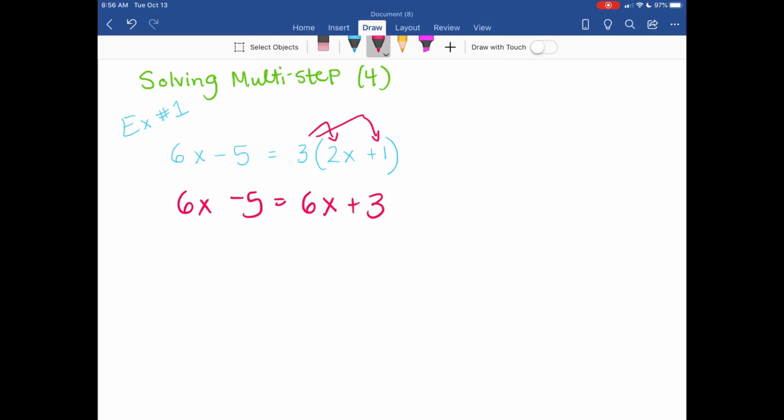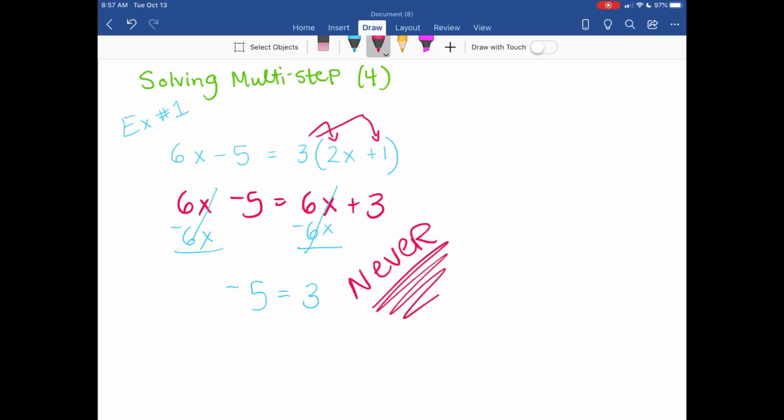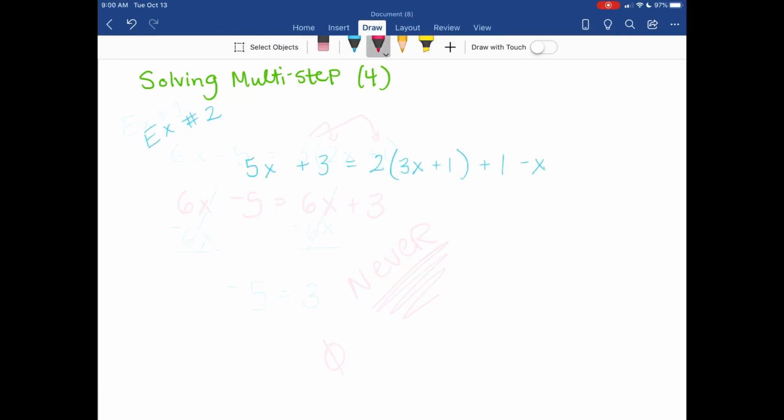So now let's move our like terms together. We're going to subtract 6x. So those go away. That goes away. And I end up with negative 5 equals 3. When is that true? Never. So what do I know about this equation? There is no solution.